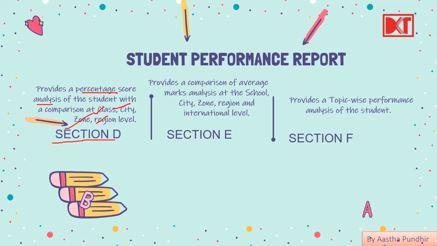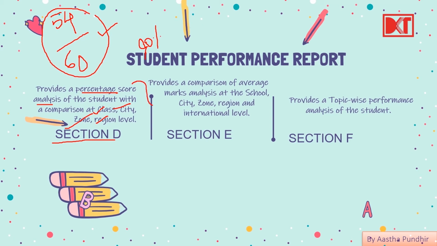Alright, now percentage score how? Your question paper is of 60 marks. Alright, now out of 60, if you have achieved 54, now 54 is 90%. Right. So this 90 percentage, this is 90%. Now this 90% percentage score will be compared with the class level, city level, your average class percentage, and etc. This is another criteria for comparison that is provided.